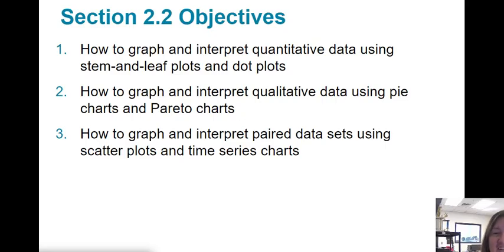Hello! Alright, section 2.2. Let's go ahead and change these objectives into essential questions. How do we graph and interpret quantitative data using stem and leaf plots and dot plots? How do we graph and interpret qualitative data using pie charts and Pareto charts? How do we graph and interpret paired data sets using scatter plots and time series?